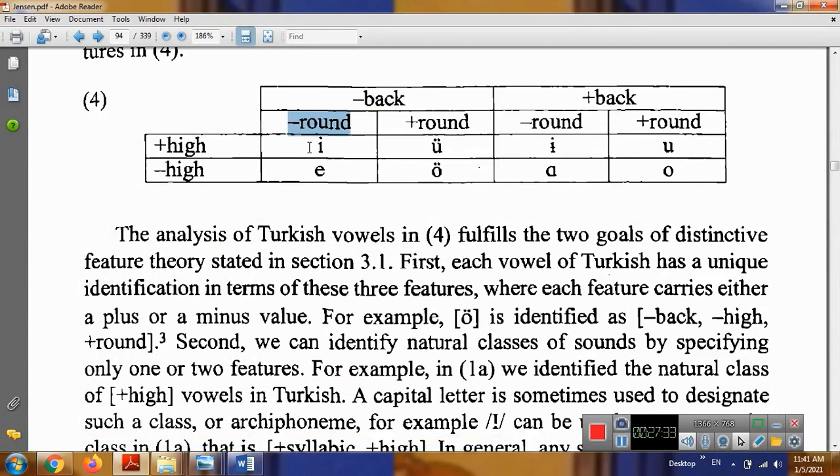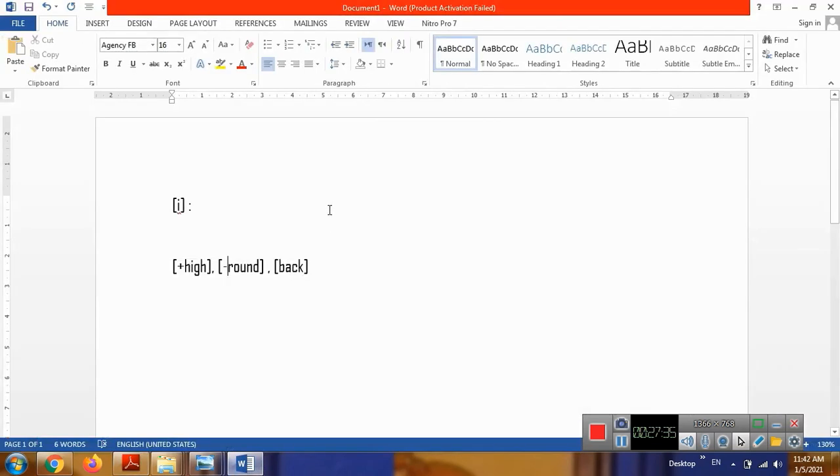About the back, E is minus back. According to these 3 features, I describe E. When someone gives you such a feature, plus high, minus round, minus back, and wants you to guess the vowel, you should say that it is E.